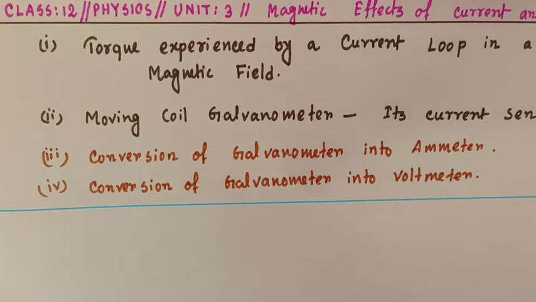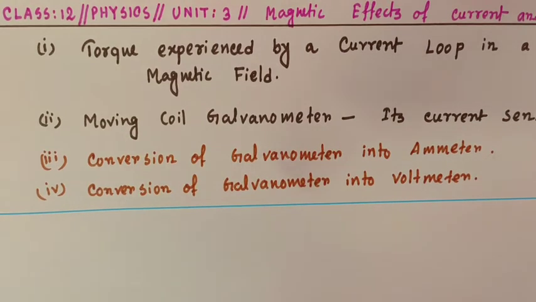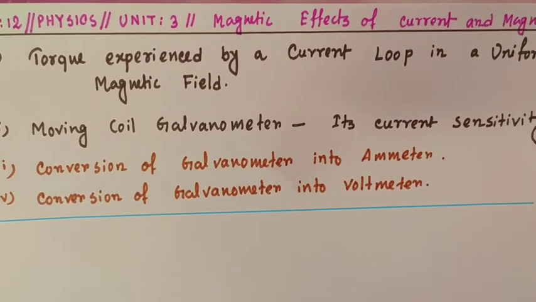So first one is torque experienced by a current loop in a uniform magnetic field. And next we shall learn what is moving coil galvanometer and what is its current sensitivity. Later, conversion of galvanometer into ammeter. So we have to know what is ammeter, what is galvanometer, what is voltmeter, and how we can convert galvanometer into ammeter and galvanometer into voltmeter. Okay, so let's start.